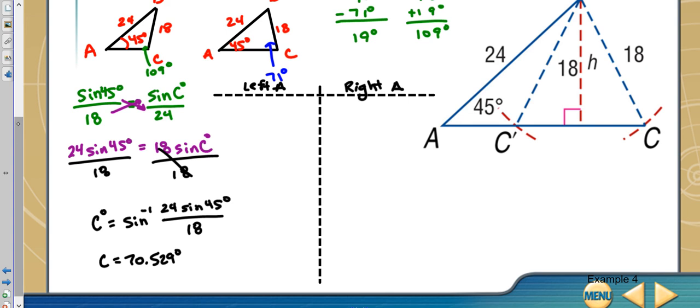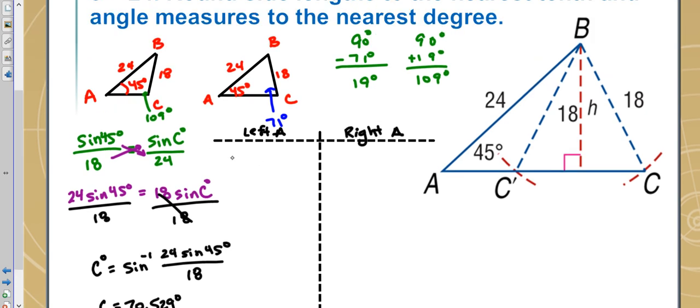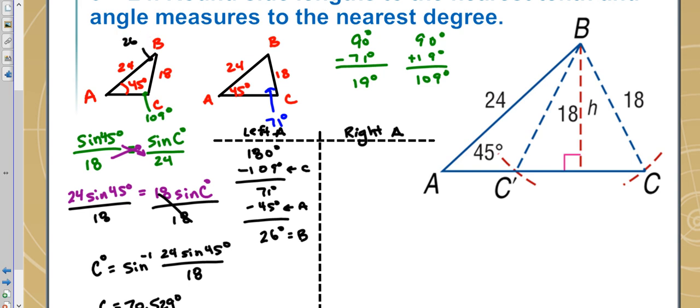Okay, on the left, to find angle B, I would say 180 minus 109, which is angle C. That gives me the 71 degrees, and then you would subtract the 45, which, remember, was angle A, and that leaves me with 26 degrees. That is angle B. So now we know here B is 26 degrees.